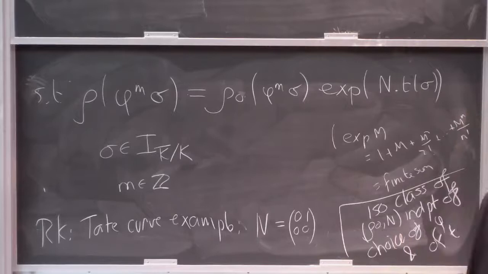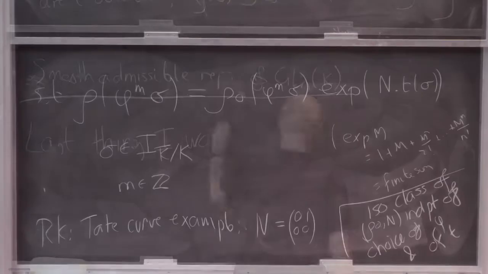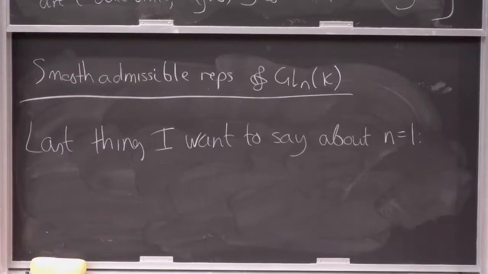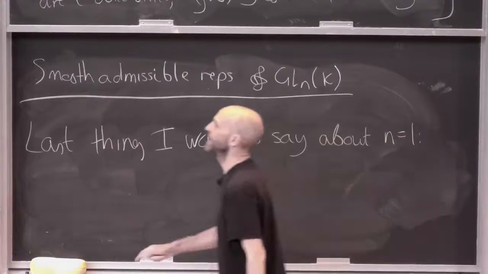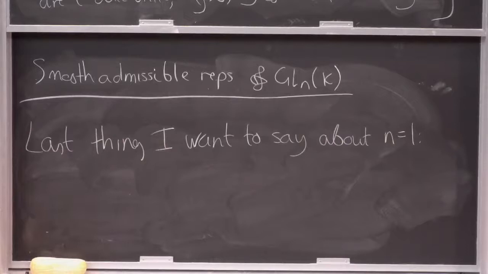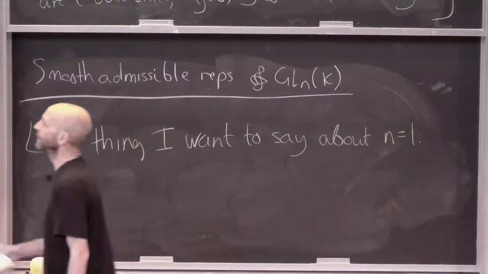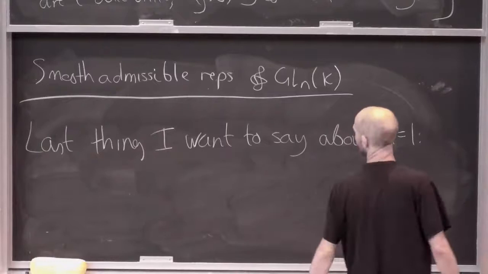Smooth admissible representations of GL_N of K. Well, there is one thing I want to say about N equals 1. Last thing I want to say about N equals 1 is, I said that these local Langlands bijections should satisfy a nice list of properties. I never tell you what they are, but I always say, pi has an L-function and rho has an L-function, and the L-function should be the same if rho and pi match up. But pi and rho both have conductors, and so it occurred to me that I did tell you what the conductor of rho_0 was. So maybe I should tell you what the conductor of pi is in this case. Conductors of representations are a little bit tricky.